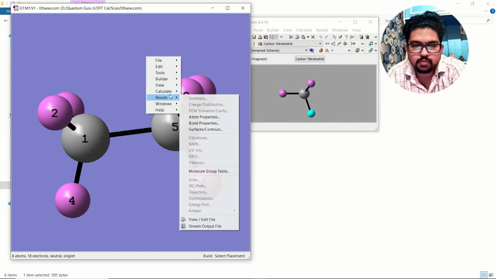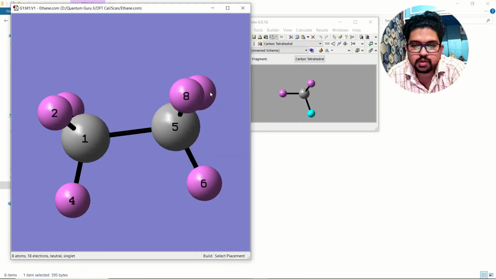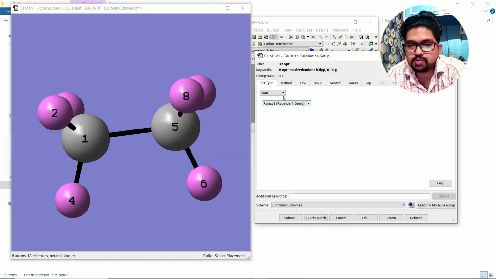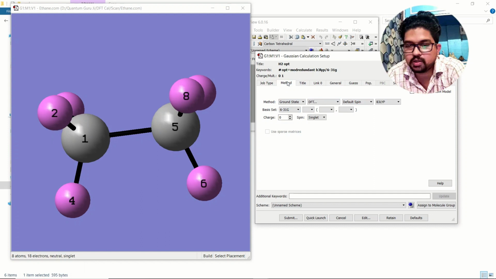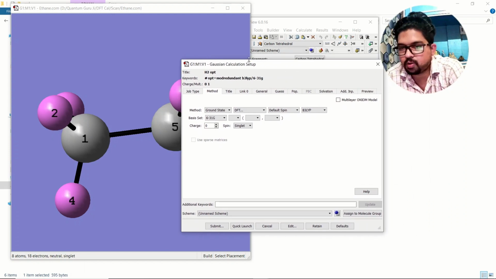Right now go to Calculate, and from here you have to select the scan tool. Use the method, and here you have to select relax redundant coordinate. In methods you select your specific method and submit the calculation. This is one way, using your GaussView.